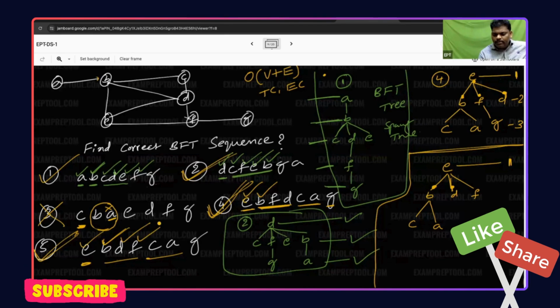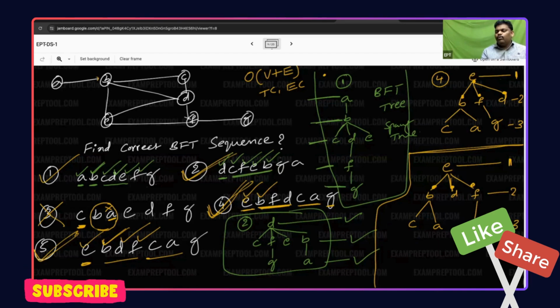Who is F adjacent? F adjacent is E, D, G. E there. D there. But G not there. So I think these 3 levels are over. Still, if some more people were left out, I could have gone to the next level also. So remember, level by level is going on. The next level, next level, next level.